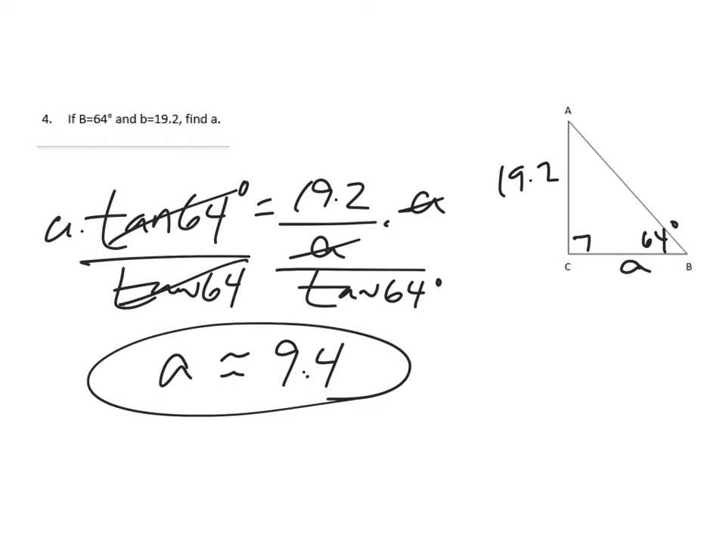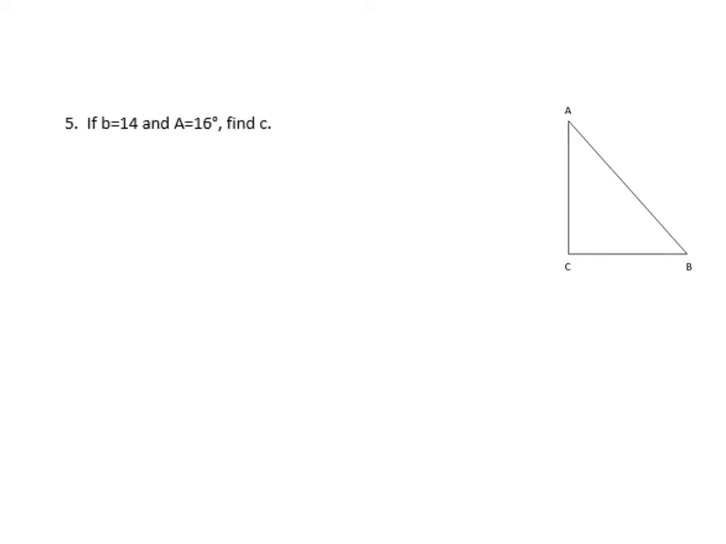So in this case, I had to do a little bit of extra work because the variable was in the denominator. So just multiply both sides by a, excuse me, and then divide both sides by the tangent of 64. One last one. Okay, pause, try it on your own, and then we'll compare.